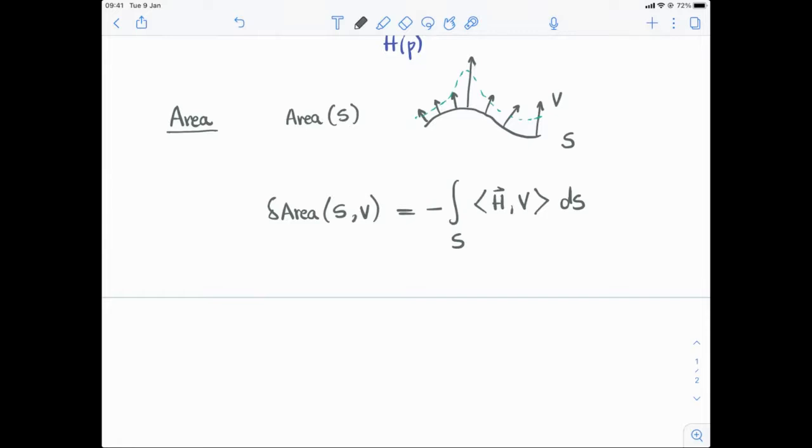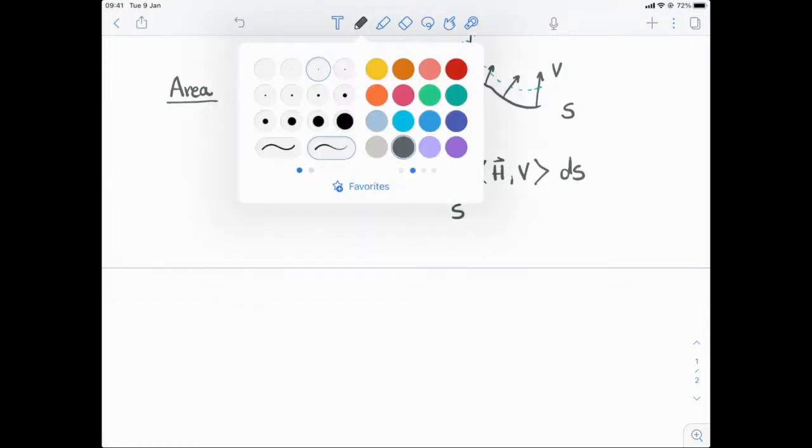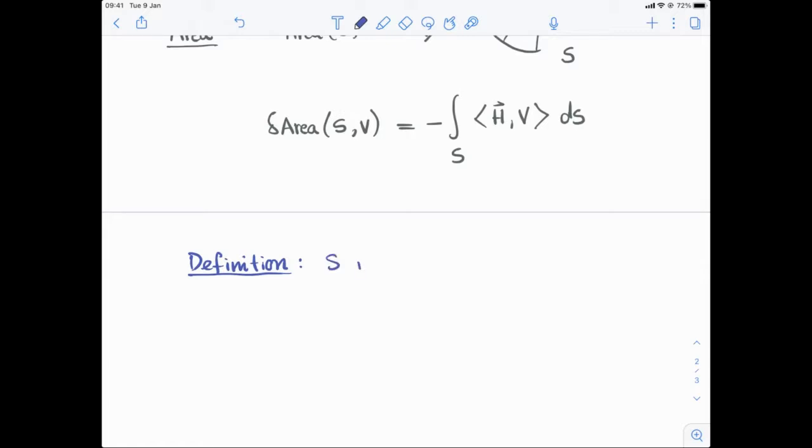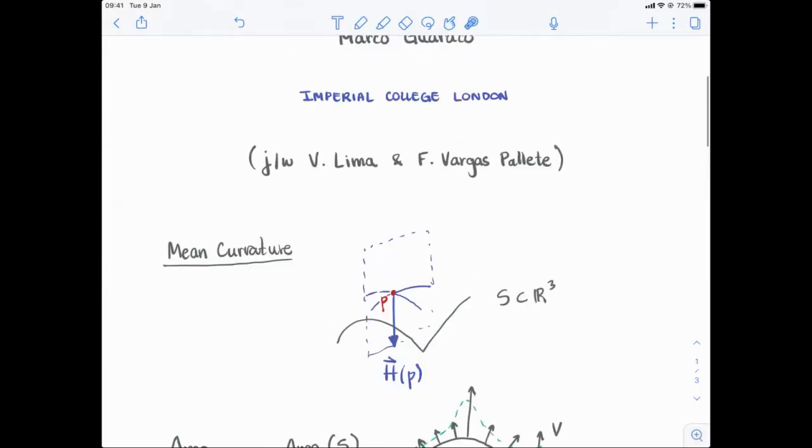There are two observations that I would like to draw from here. The first is perhaps a definition: the critical points of the area are called minimal surfaces. So S is a minimal surface or minimal hypersurface. By the way, all the drawings that I'm doing are for dimension 3, but this idea of the mean curvature vector is generalized in the obvious way to hypersurfaces of any ambient manifold.